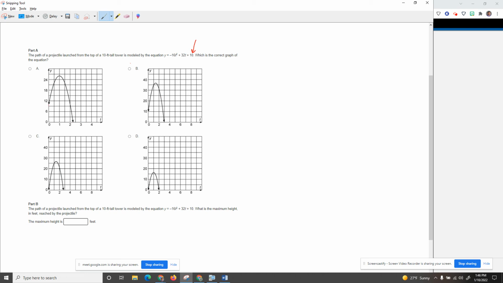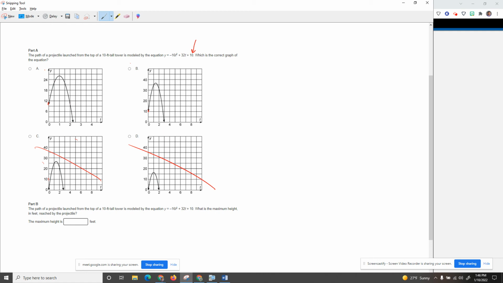So if I look at answer choice A, 0, 10 is there. So it looks like A could be the answer. 0, 10 is here for B. So it looks like B could be the answer. And then looking at answer choice C, 0, 10 is not there, not matching that graph. So C is out. And then also for D, it does not cross through 0, 10. So D is also out. So it's really just between A and B.